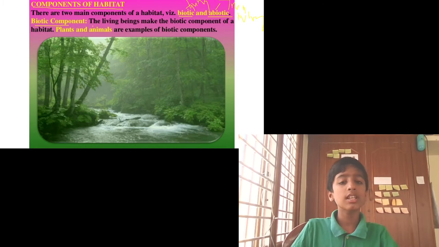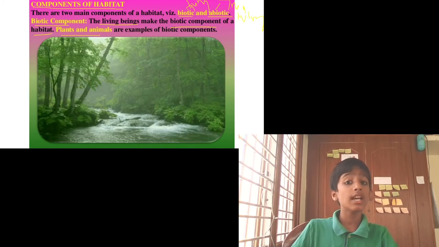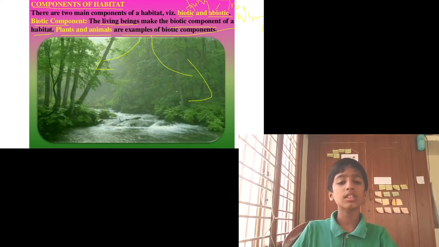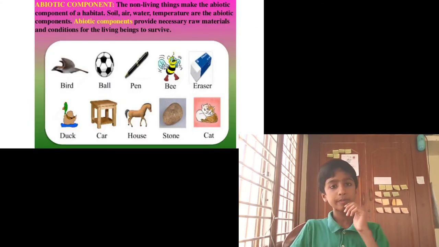Biotic components: the living beings make up the biotic component. Plants and animals are examples of the biotic component. Yes, plants grow but they cannot move. That's only their demerit, but they will grow, right? That's why they are biotic.